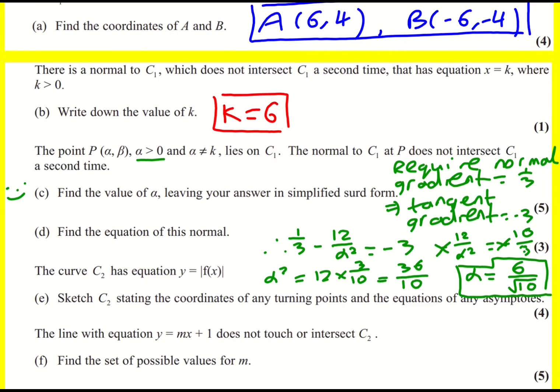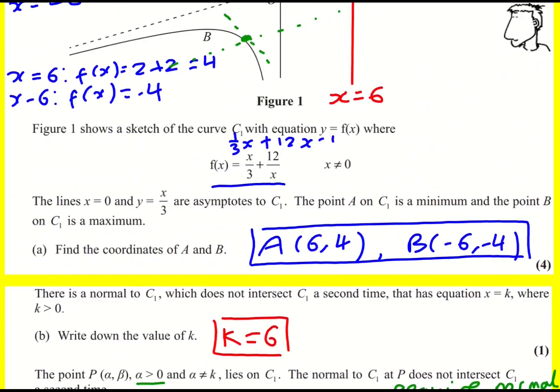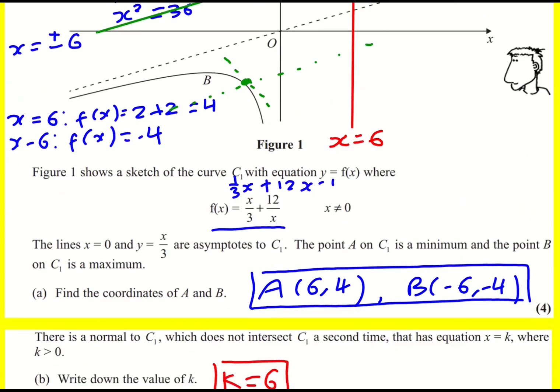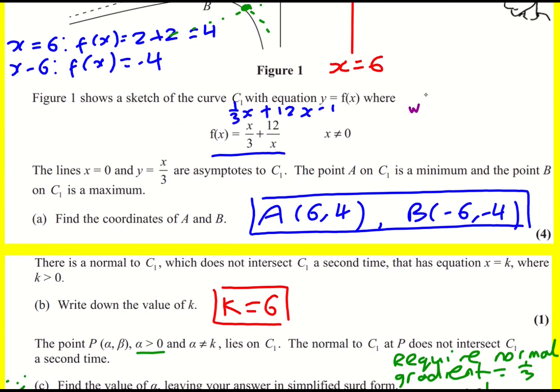Let's define the equation of the normal. So we now know that alpha is 6 over root 10, so I can put that back into the original function. I'm a bit all over the place. I'm just trying to not have the question here as well.